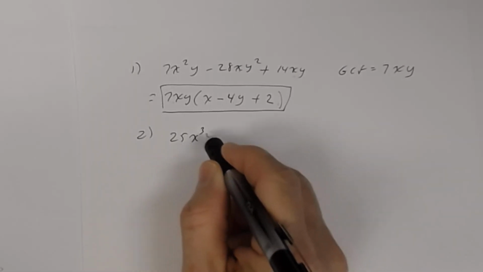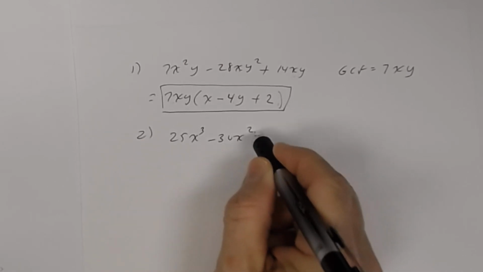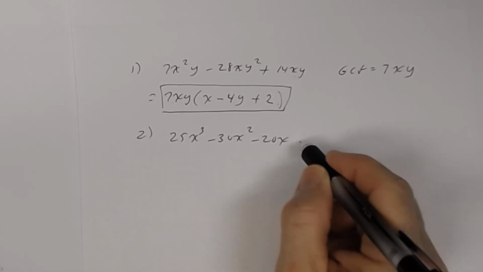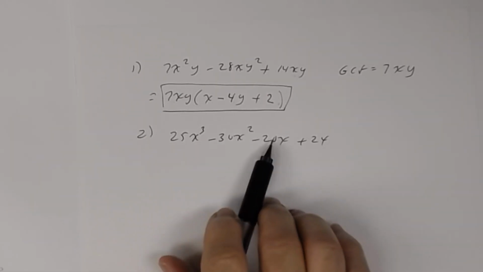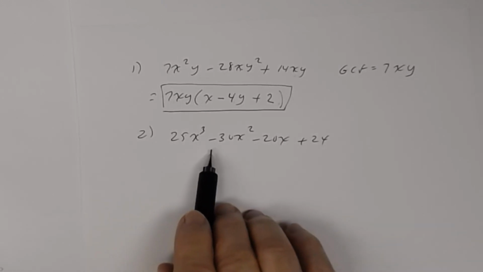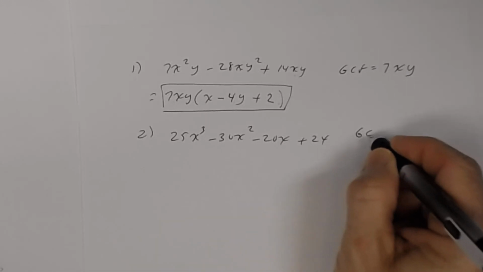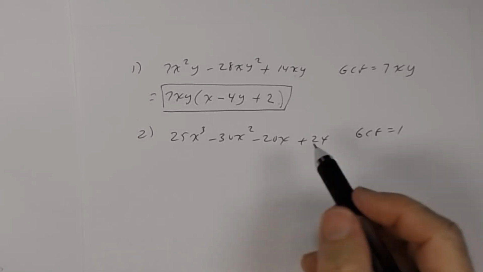Number two, we have 25x cubed minus 30x squared minus 20x plus 24. Now we have a polynomial with 4 terms, and when you have 4 terms, you want to try grouping. But again, the first thing you need to do is look for the GCF of those 4 terms. It turns out that the GCF of those 4 terms is 1.